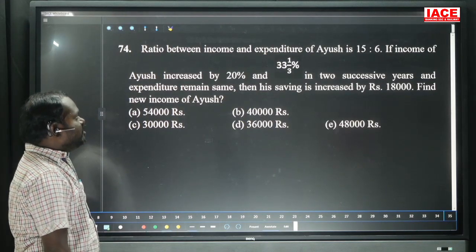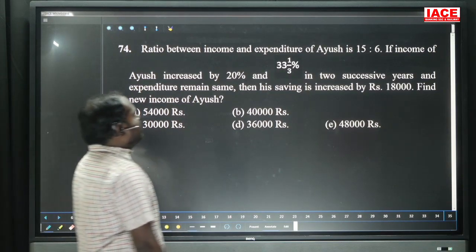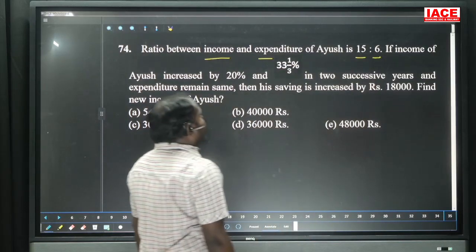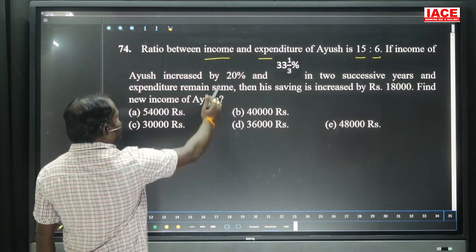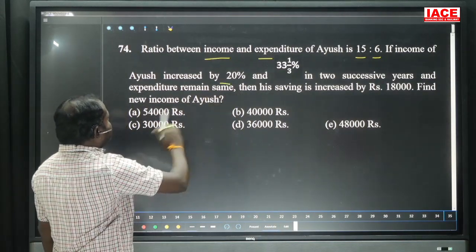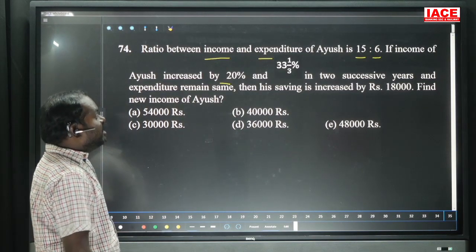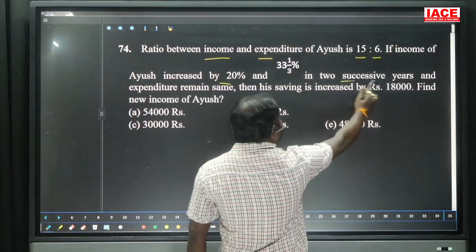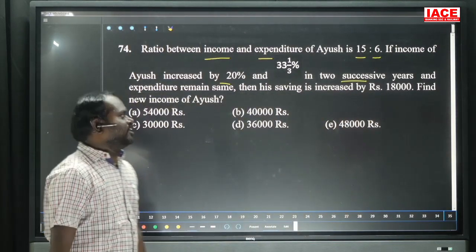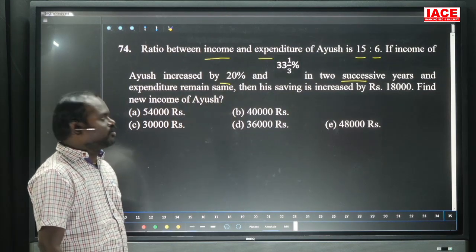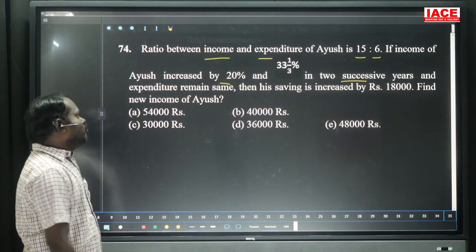The ratio between the income and expenditure of Ayush is 15:6. If the income of Ayush is increased by 20% and 33 1/3% in two successive years, successive is nothing but continuous years, and the expenditure remains the same, his savings increased by 18,000 rupees. Find the new income of Ayush.